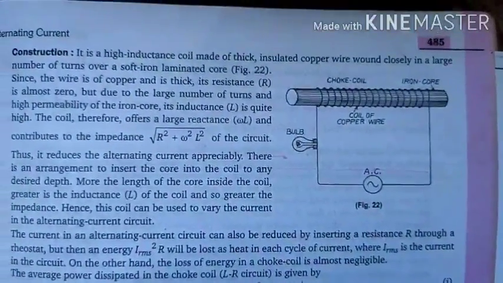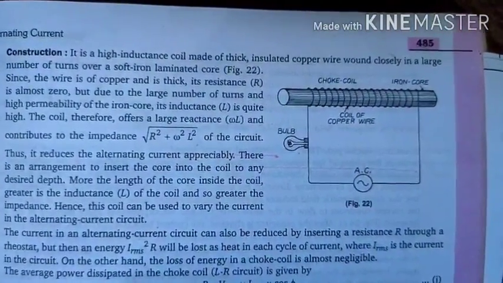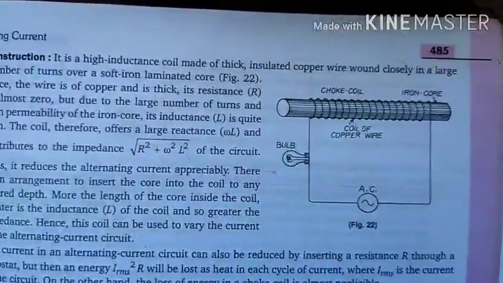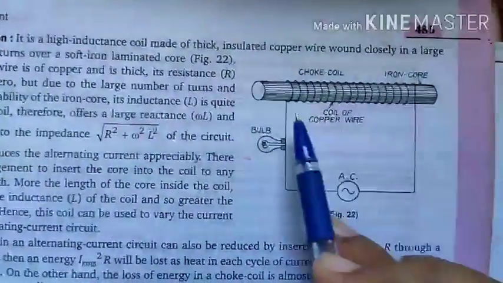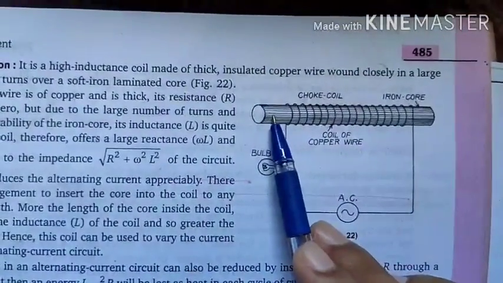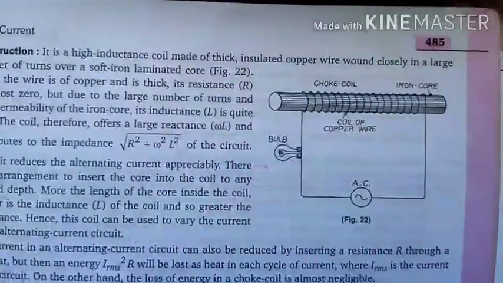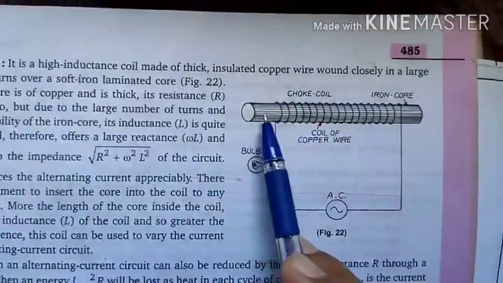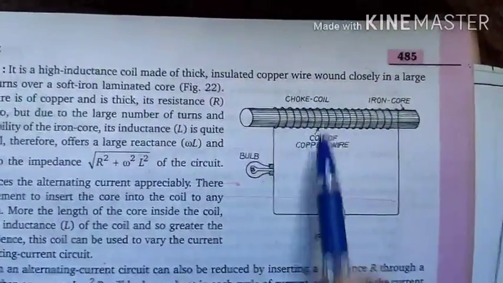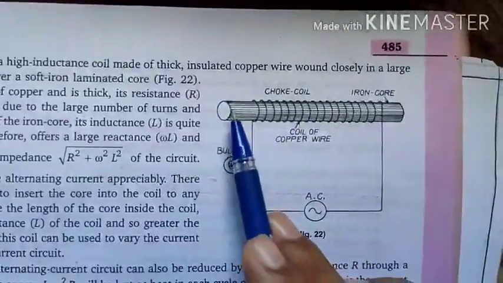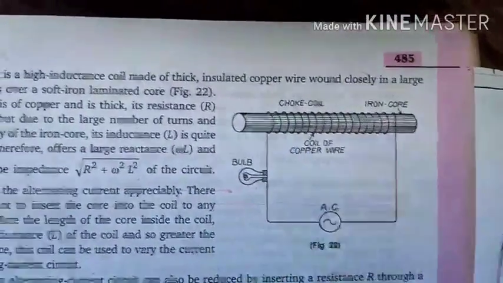Hence the coil can be used to vary the alternating current. Whenever we need high impedance, we have to put more length of this iron core inside this coil. If we want less impedance, then we have to put the iron core less inside this coil.